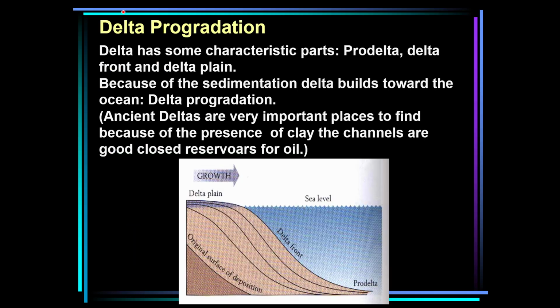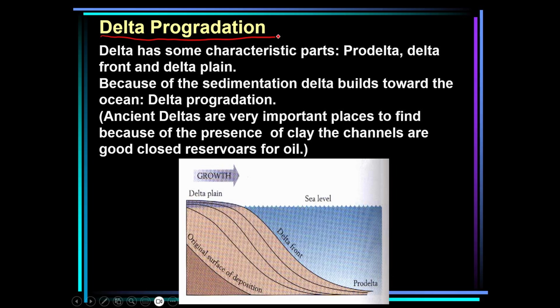Okay, so we have to learn more about the delta because it's usually a very important oil reservoir, especially during the Mesozoic. We're going to learn about it pretty soon. There is a lot of deltaic sediment, which are excellent oil reservoirs, as I said. So we have to learn about delta progradation.